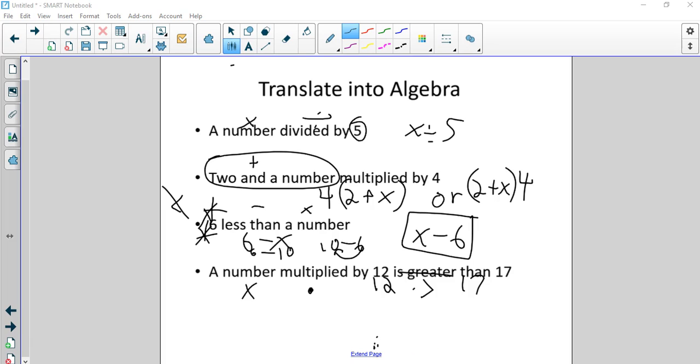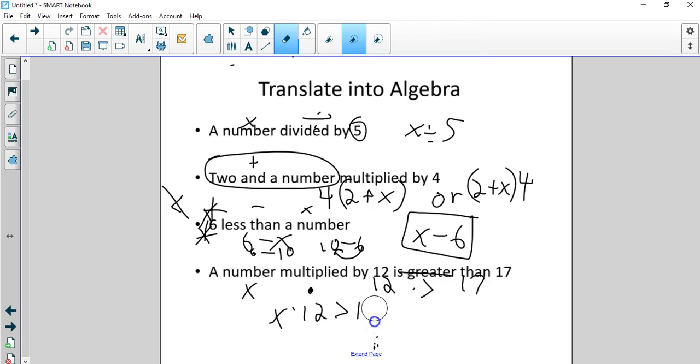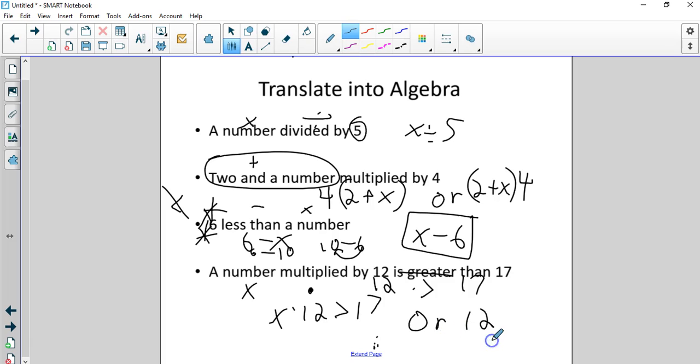Okay, so a number multiplied by x, x times 12 is greater than 17. That's not 17, that's 12. So here we go, let's try this again. 17. Or again, you could write it 12x is greater than 17.